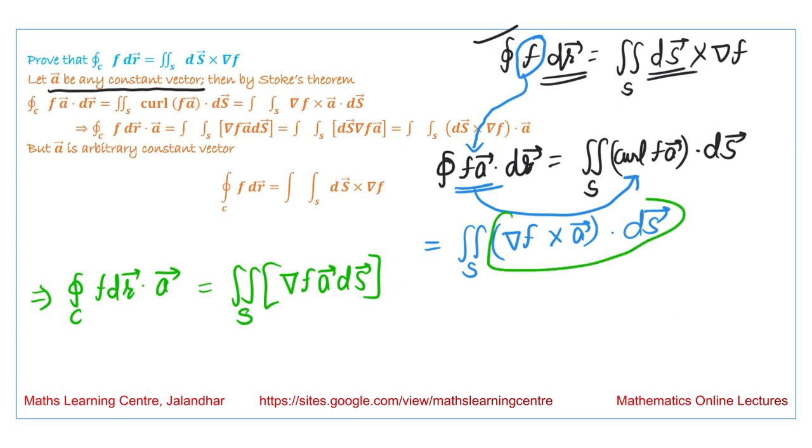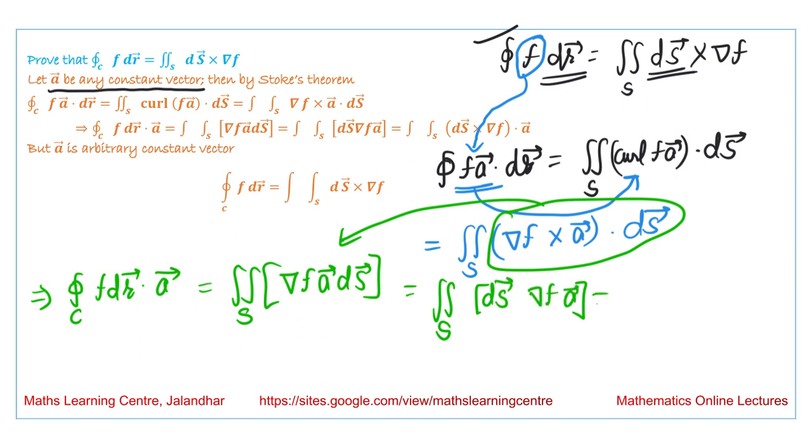This is, we have the scalar triple product. We can write this as equal to double integral over S, we can interchange the positions, we are writing it as dS vector, then del f, then a vector, and we can write this as equal to double integration over S, dS vector cross del f dot a vector.